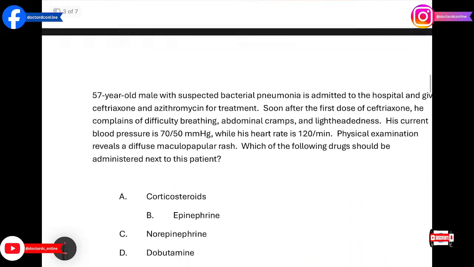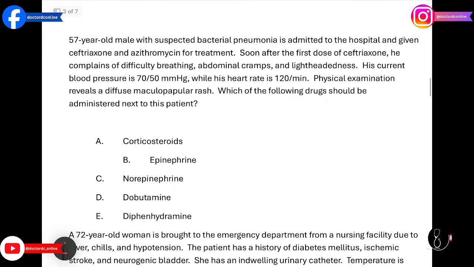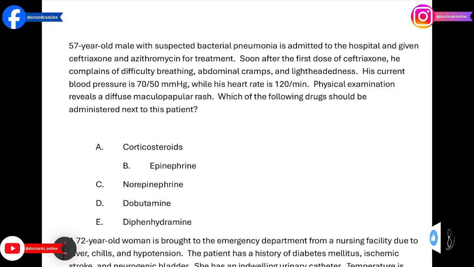Now we have moved to our next question. The next question is, a 57-year-old man with suspected bacterial pneumonia is admitted to the hospital and given ceftriaxone and azithromycin for treatment. Soon after the first dose of ceftriaxone, he complains of difficulty in breathing, abdominal cramps, and lightheadedness. His current blood pressure is 70/50, while his heart rate is 120. It's a tachycardia and hypotension. The physical examination reveals a diffuse maculopapular rash. Which of the following drugs should be administered next to this patient?